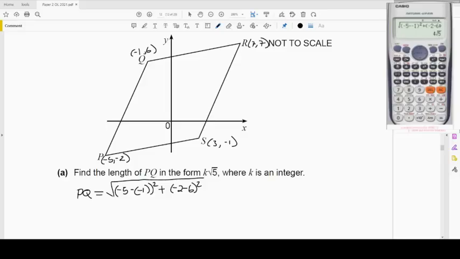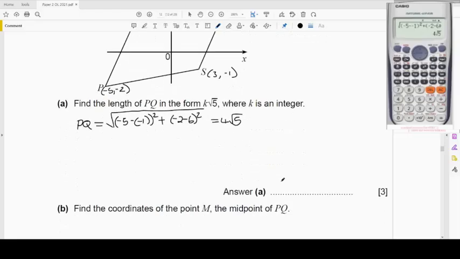So this is the form that we're asked to give in the calculator on the paper, and that is exactly the way the calculator displays it. So this is 4 square root of 5. And that is what we also call the exact value, 4 square root of 5 units. So units represents whether it's centimeters, meters, and so on.